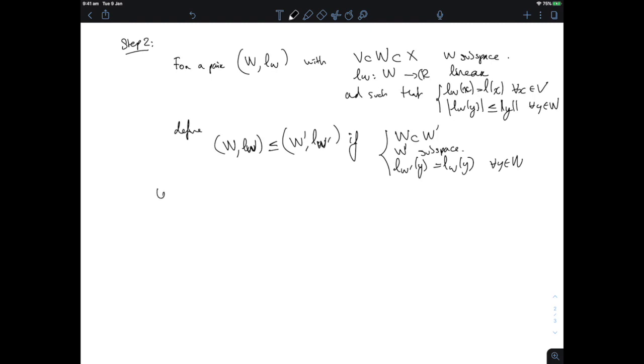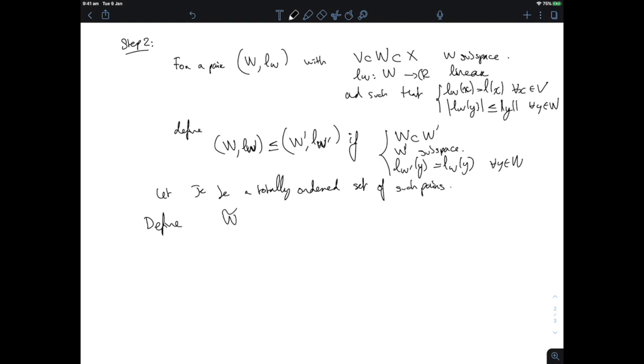Okay, now let's take F to be a totally ordered set of such pairs. Now obviously not every set of such pairs is going to be totally ordered. You can have subspaces with no inclusion relation between them. But let's assume I have a totally ordered set. Now I want to show that such a set has an upper bound to satisfy the assumption of Zorn's lemma. So I'm going to define W tilde.